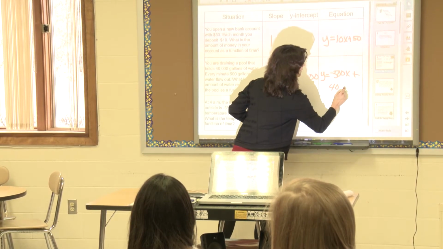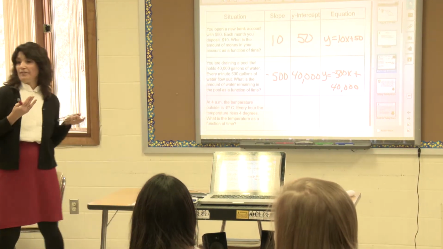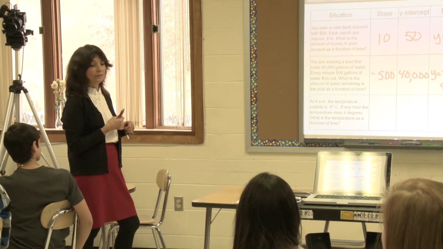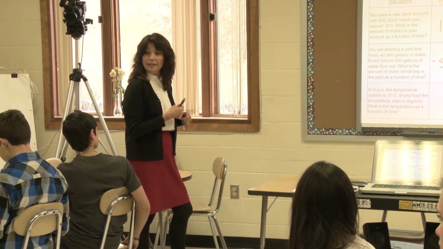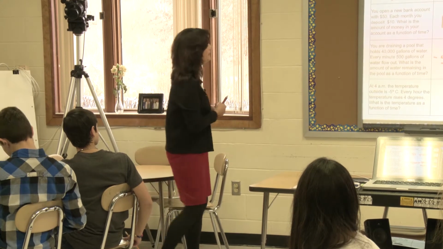Okay, and let me ask you a question, Vincent. If I asked you to describe the graph for that, what would that be? There's the y-axis, the first point would be on the 40,000, the line would decrease by 500. Very good. At a constant rate. Very good. Now the third scenario.